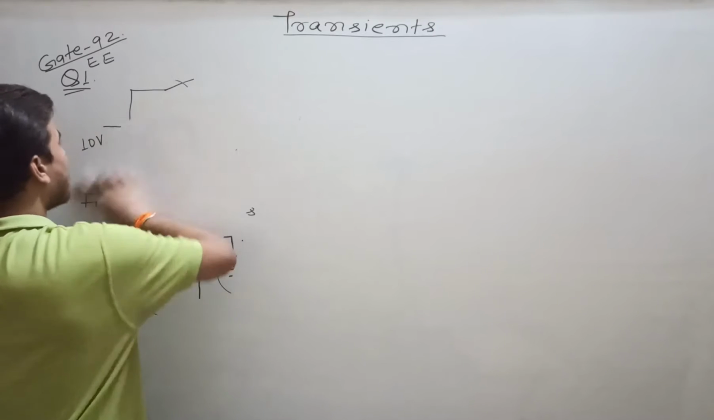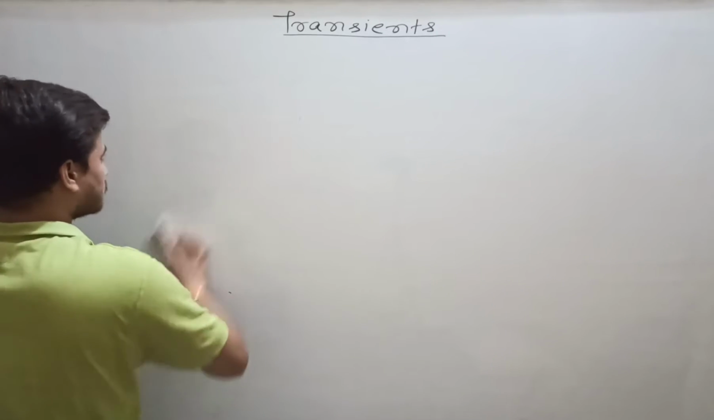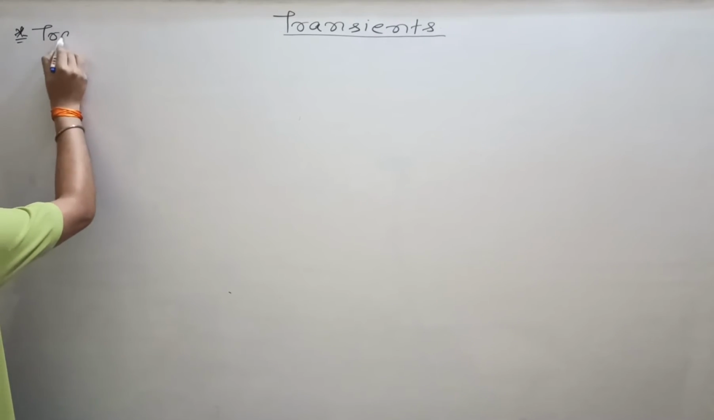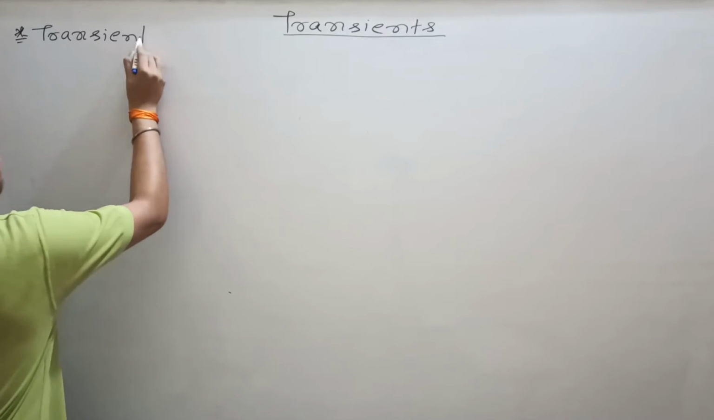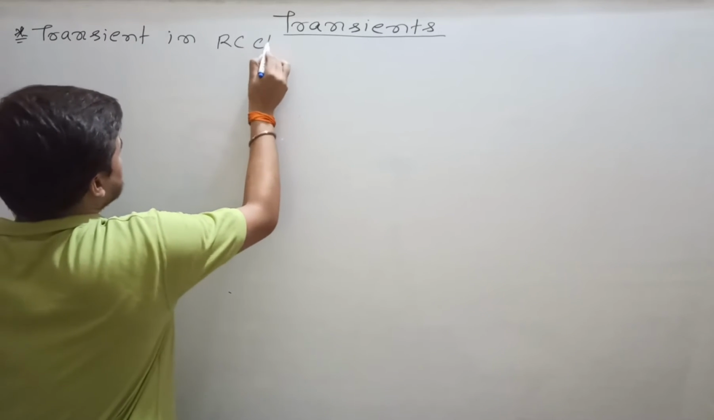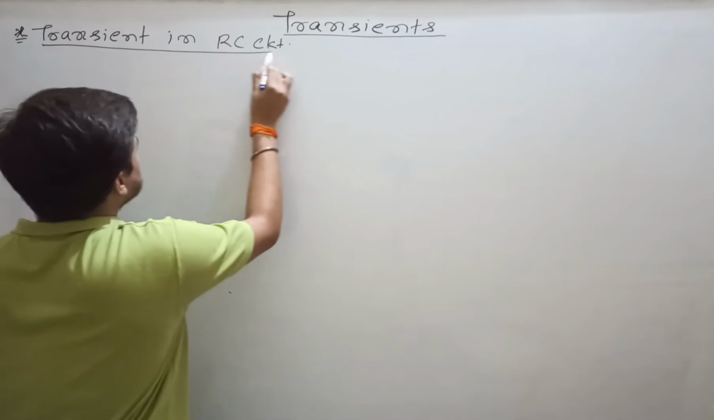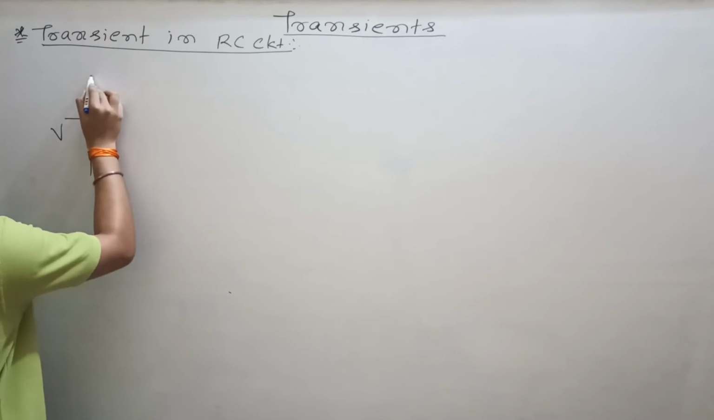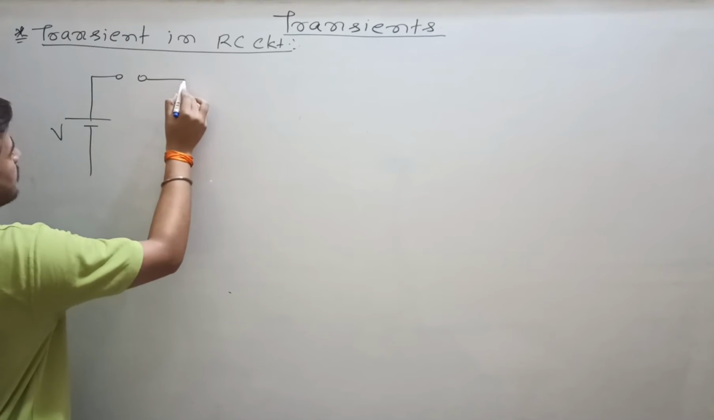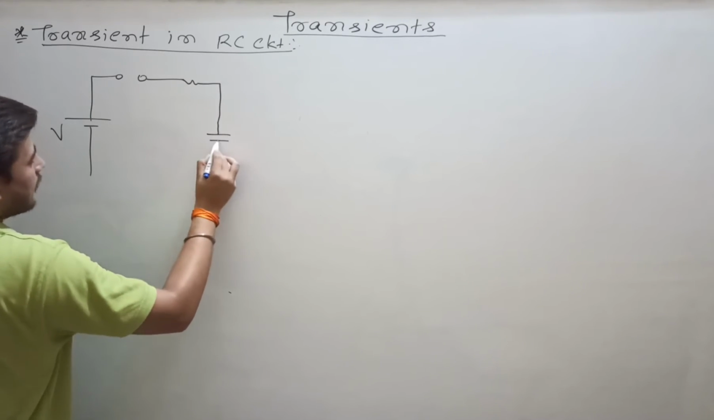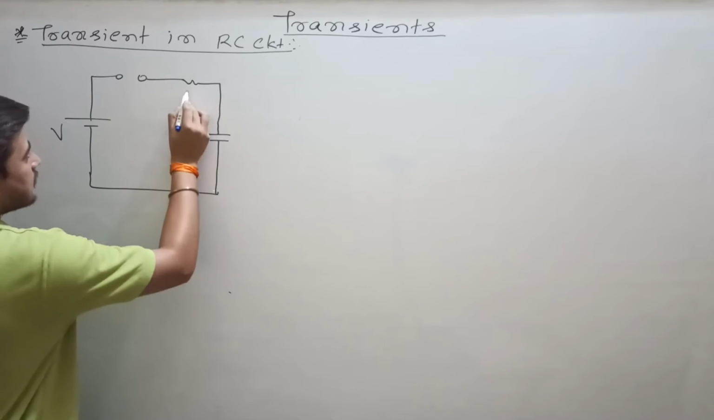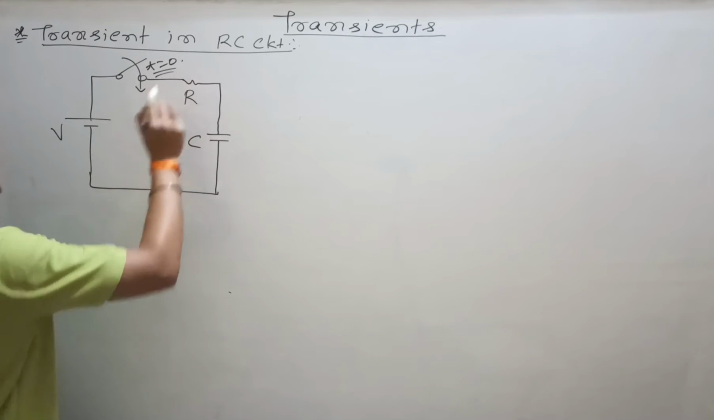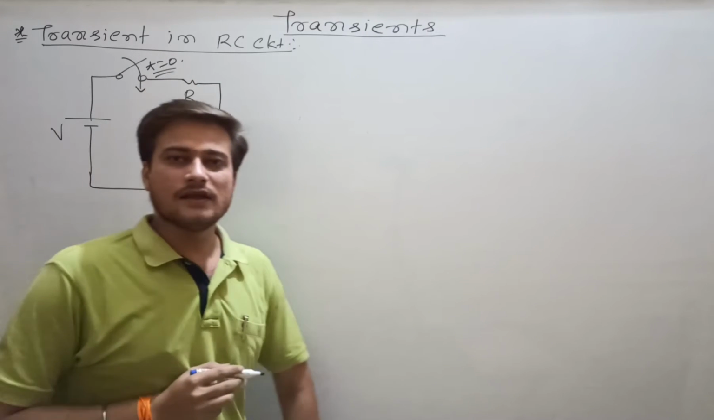Now let us discuss about RC circuit. Transient response in RC circuit. Transient in series RC circuit. So now we are having a circuit. We are having a voltage source. Again we will take a switch. We are having resistor. We are having a capacitor. This is the series RC circuit. You are having a switch. You are going to close the switch at t equal to 0.